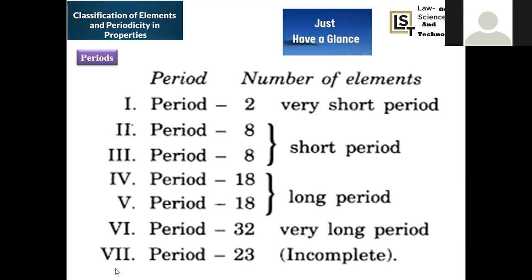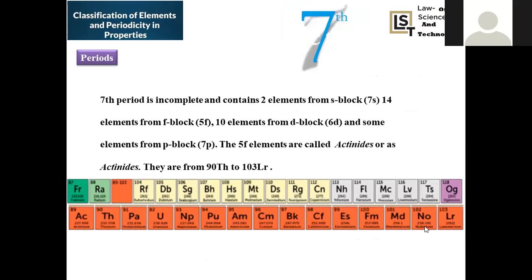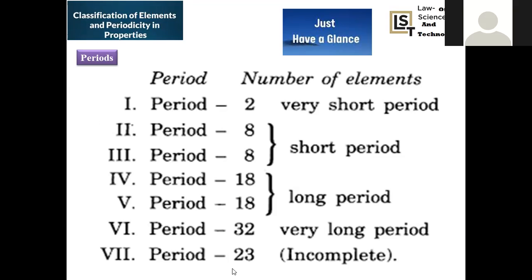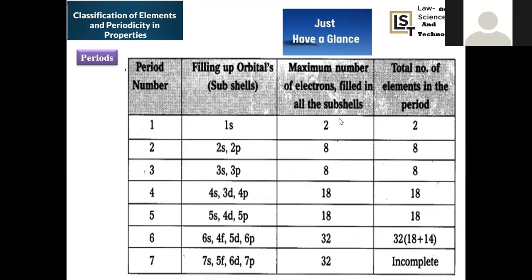Period number 6 is with 32. If all the elements of period number 7 are also invented, this too will have 32 elements, and these two together are designated as very long periods in the periodic table. This is the complete glance at each and every period present in the modern periodic table. And this is another kind of categorization.